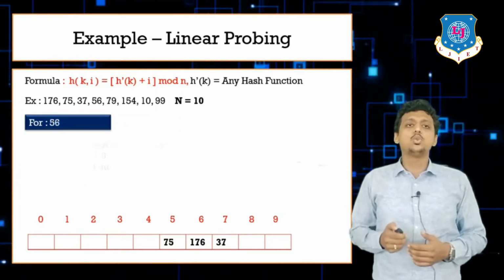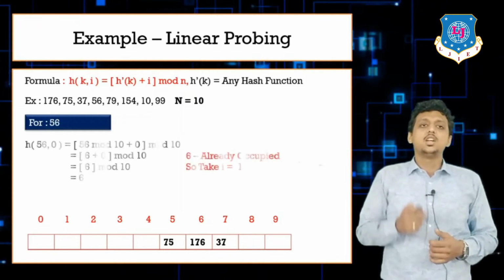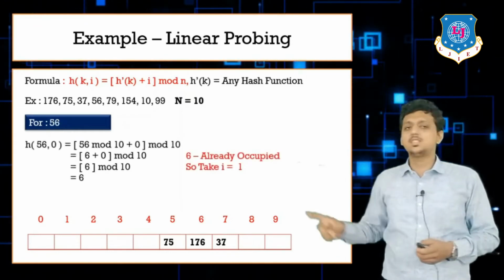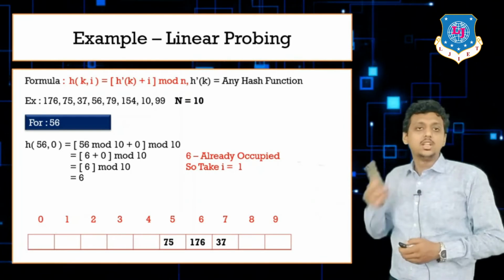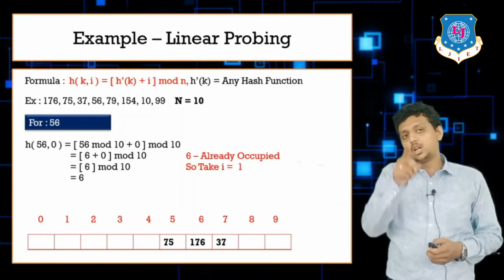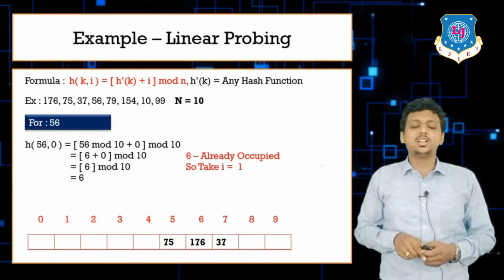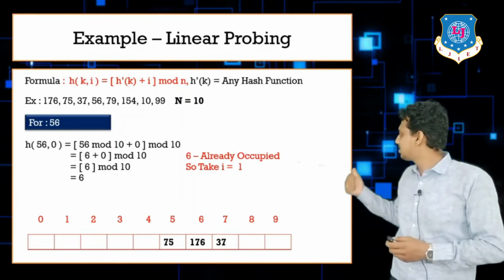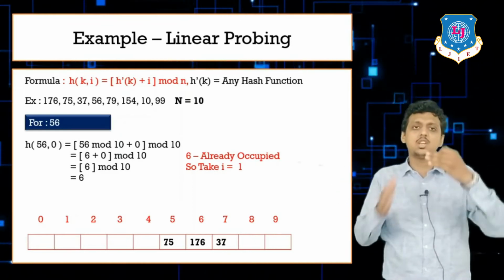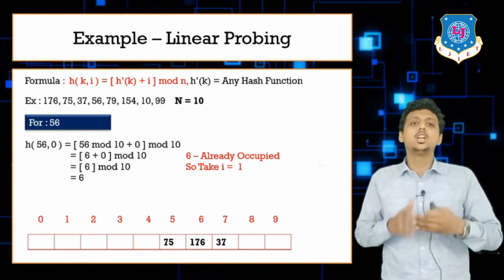Now let me show you 56. For 56 I am just going to insert 56 comma 0, that returns 6. Now tell me, students, 56 comma 0 returns 6, but the 6 is already occupied by 176. This collision occurs.